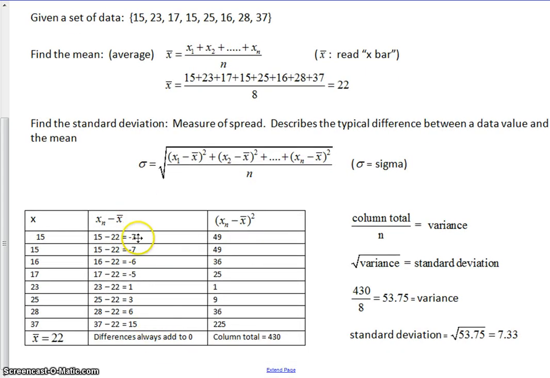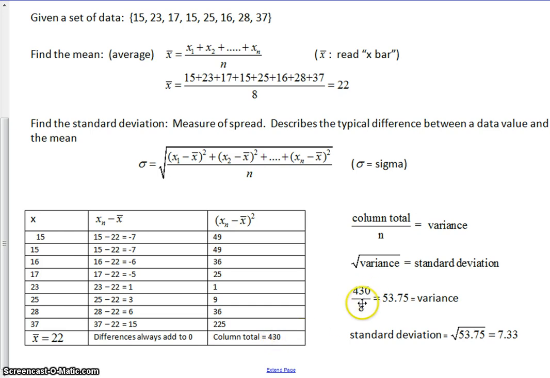Then I take each of these answers and square it. So -7 squared is 49. -7 squared is still 49, then 36. So I squared them all, then added that column up. These are the squared differences. When I add all of that column, I got 430.